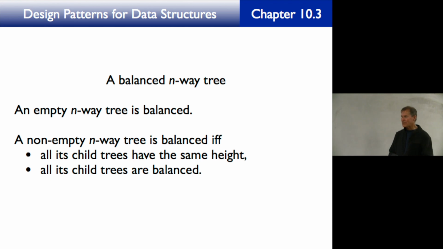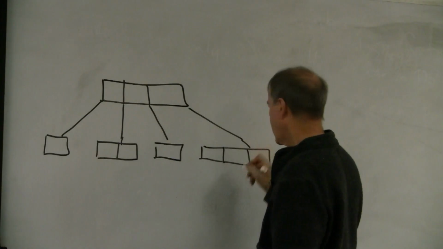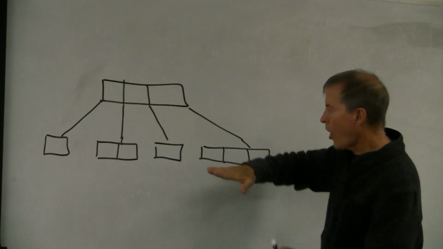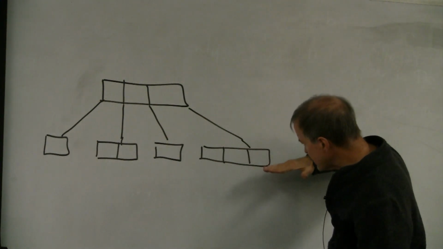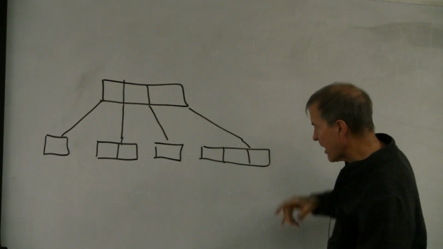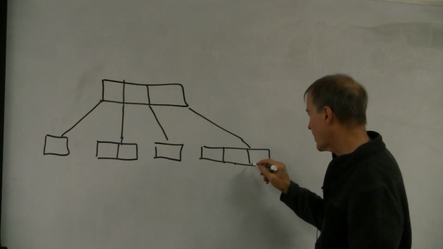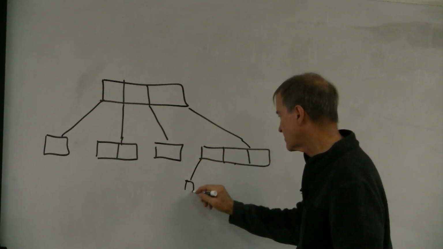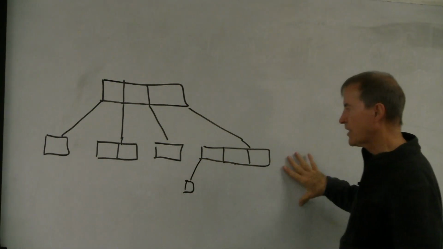They all have the same height. Now, do you realize what that means? In general, every child has the same height. In other words, if you had it like this, it would not be balanced.